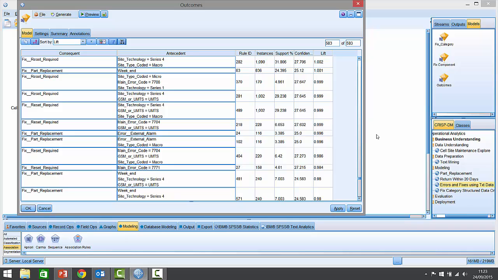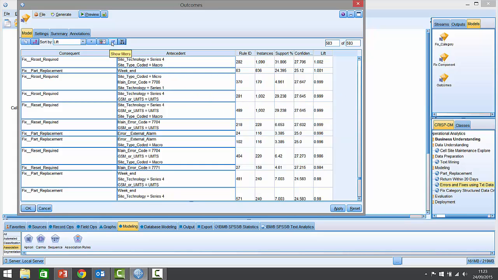So this rule is pretty useless because it's not telling us that there's an elevated or greater likelihood of part replacement, and hence the lift value is very, very close to 1. In fact, lift values less than 1 mean that it's a lower than baseline chance that will be the outcome.